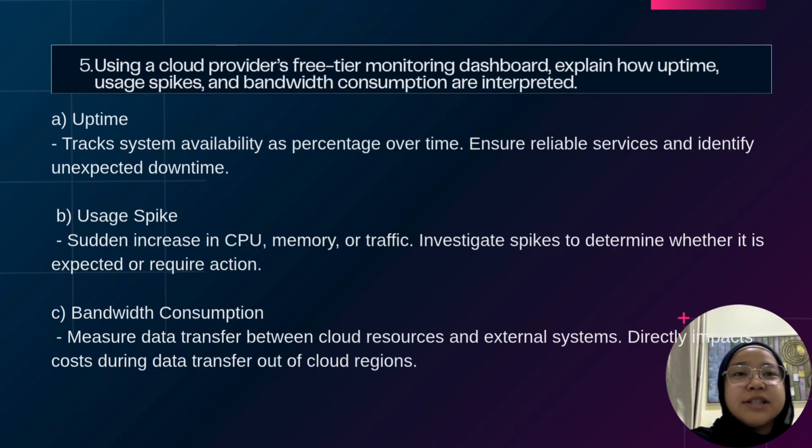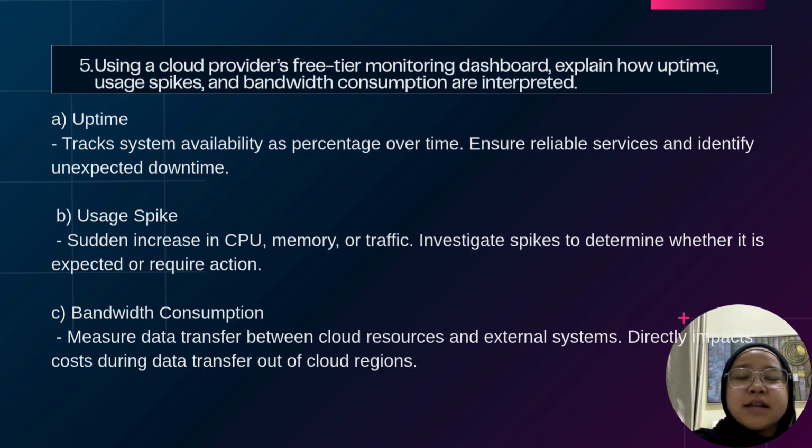Next, the question is, using a cloud provider's free tier monitoring dashboard, explain how uptime, usage spike, and bandwidth consumption are interpreted. Uptime tracks system availability as a percentage over time. Uptime ensures reliable service and identifies unexpected downtime.